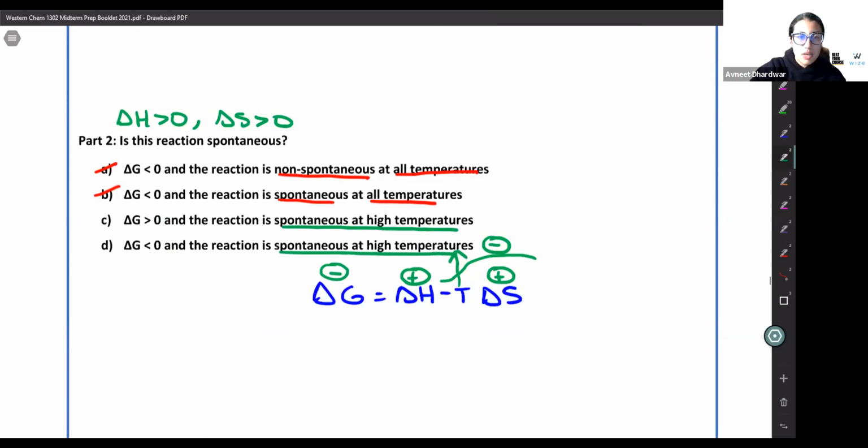So it's saying the reaction's spontaneous at high temperatures. And for a reaction to be spontaneous, you want delta G to be less than 0. So the answer would be D actually. Delta G is less than 0 when your reaction is spontaneous, and that's going to happen at high temperatures because of what we just showed here.